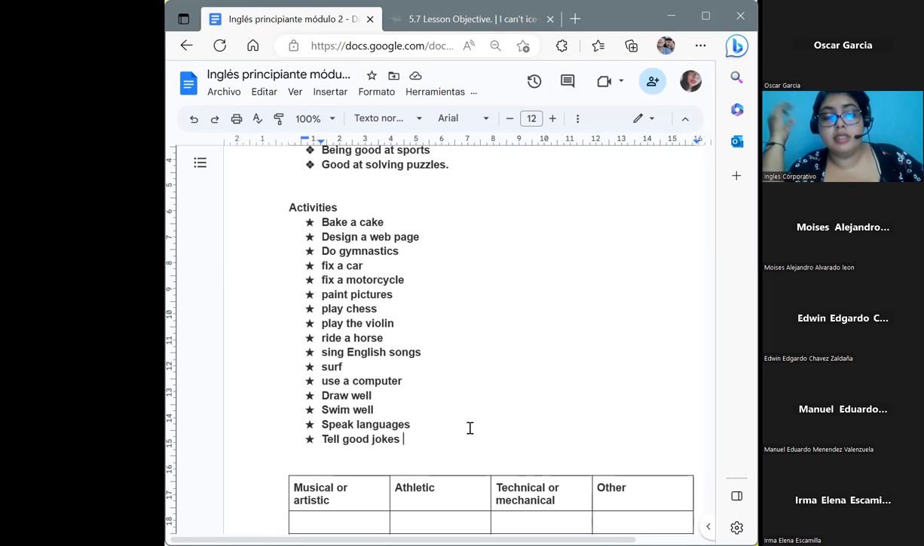En este caso, imágenes. Play chess, jugar ajedrez. Play the violin, tocar el violín, ride a horse, es montar a caballo, sing English songs, cantar canciones en inglés, surf, practicar surfing o surfear, use a computer, usar una computadora, draw well, dibujar bien, swim well, nadar bien, speak languages, hablar diferentes idiomas, and tell good jokes, decir bromas muy buenas.